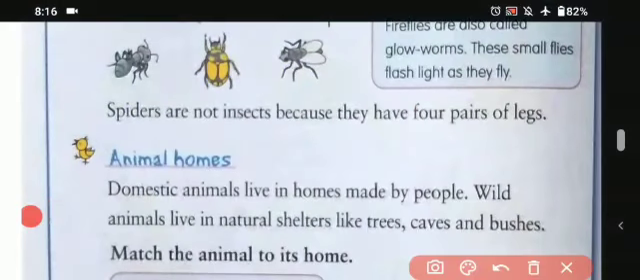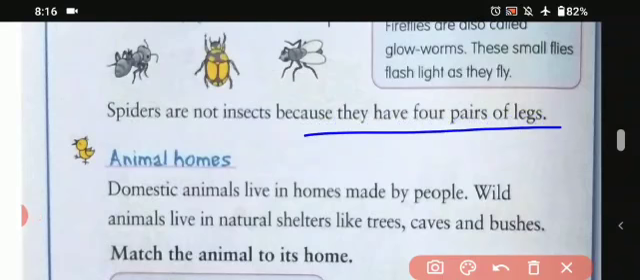Okay students, we have already seen spiders in our homes, right? A spider is not an insect. Why is it not an insect? Because it has 4 pairs of legs. That is why a spider is not an insect.